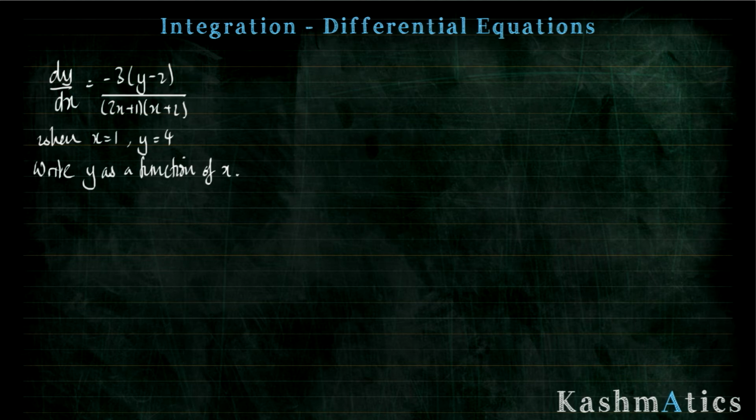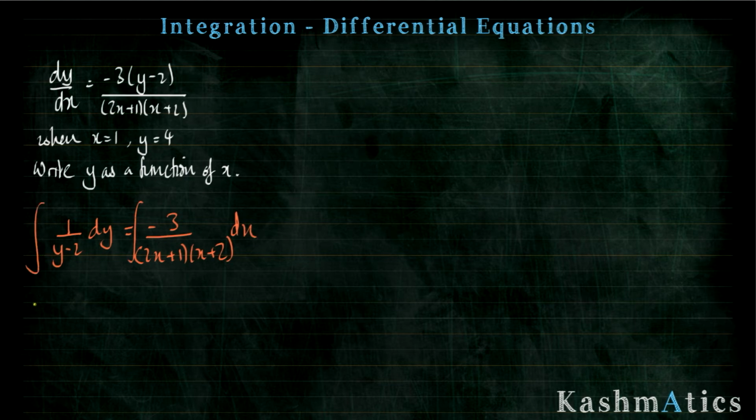So let's just go ahead and separate the variables first. I'm going to keep this 3 where it is. I'm going to move the y minus 2 onto this side and the dx onto the other side. So I get 1 over y minus 2 dy equals minus 3 over (2x plus 1)(x plus 2) dx. Okay, and I'm going to integrate both of those sides.